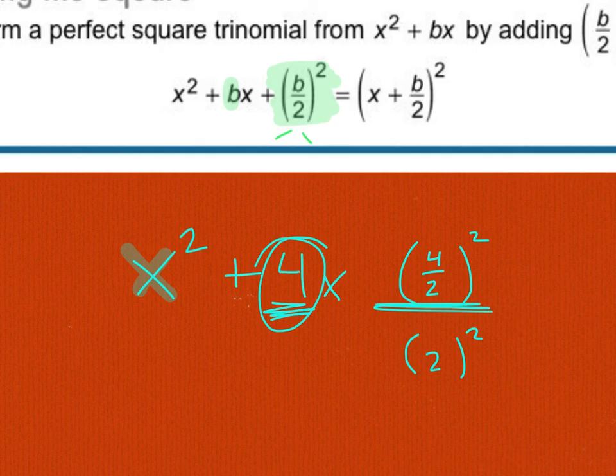So we just take this middle number, put it over 2 and square it, and that's what we have to add in here to complete the square. All the problems that we're doing on the next 9 slides have to deal with this equation here.